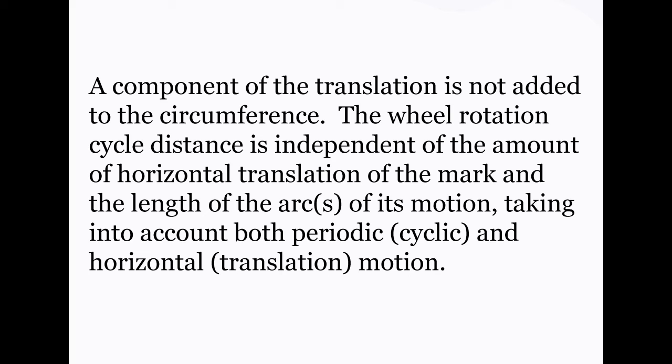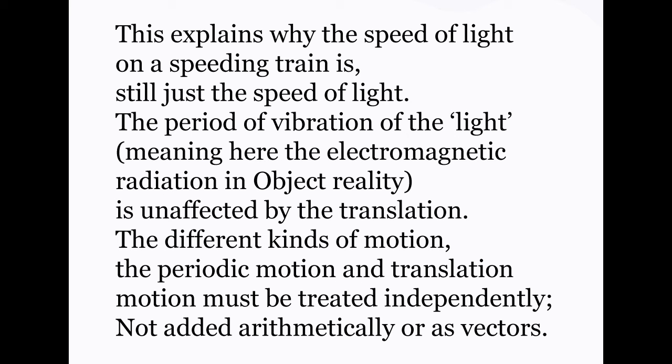The wheel rotation cycle distance is independent of the amount of horizontal translation of the mark and the length of the arcs of its motion, taking into account both periodic and horizontal motion. This explains why the speed of light on a speeding train is still just the speed of light. The period of vibration of the light is unaffected by the translation. The different kinds of motion, the periodic motion and translation motion, must be treated independently, not added arithmetically or as vectors.